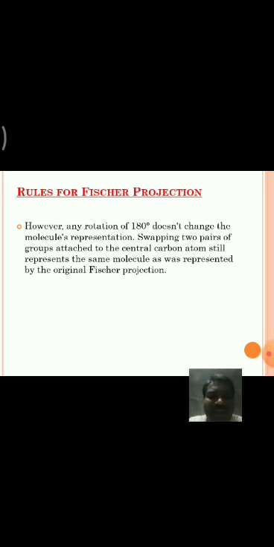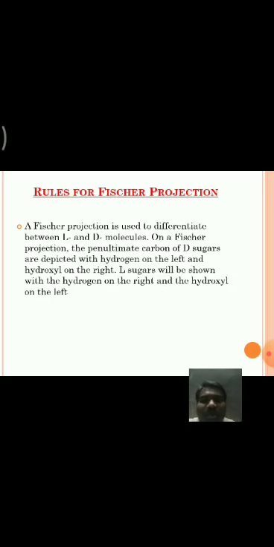When writing the Fischer projection for any molecule, swapping two pairs of groups at a carbon represents the same molecule. That means swapping the two pairs of groups attached to the central carbon atom still represents the same molecule. Remember this point.